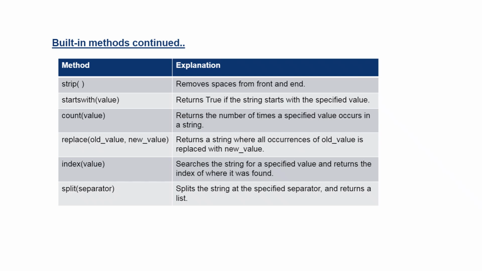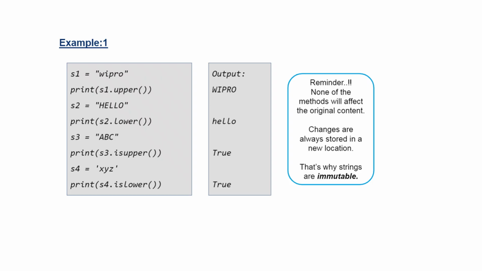Replace(old value, new value) returns a string where all occurrences of the old value are replaced with the new value. Index(value) searches the string for a specified value and returns the index of where it was found. Split(separator) splits the string at the specified separator and returns a list.